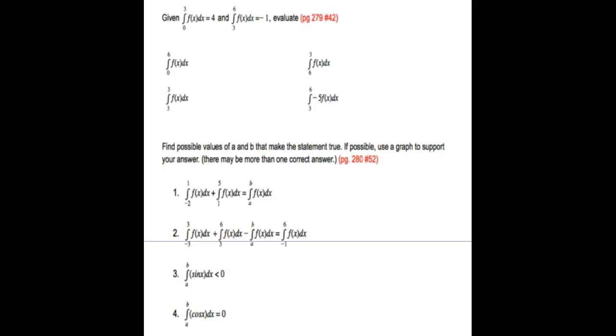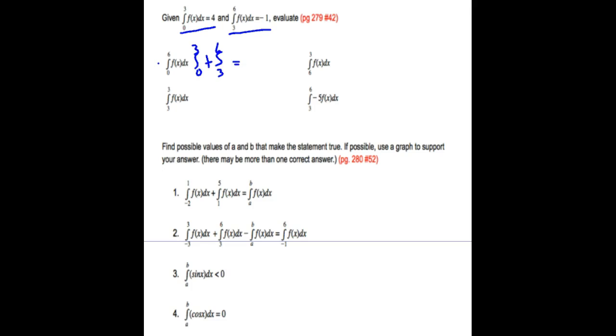So this one's in your book. You're going to be doing a lot of the odds, so I nabbed a few evens out of here for us to look at. First of all, they're telling you some definite integrals, and you're going to use the properties to find other ones. So how do I get from 0 to 6? How about if I go from 0 to 3 and then from 3 to 6?